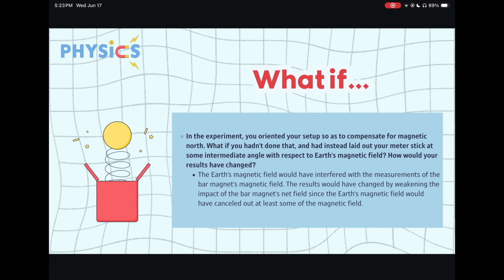So the what-if question in the experiment: you oriented your setup so as to compensate for magnetic north. What if you hadn't done that and had instead laid out your meter stick at some intermediate angle with respect to Earth's magnetic field? How would your results have changed? So the Earth's magnetic field would have interfered with the measurements of the bar magnet's magnetic field, and this would have resulted in a change by weakening the impact of the bar magnet's net field or strengthening it, depending on which direction we're orienting the bar magnet. But this is just because E net would be canceling itself out.